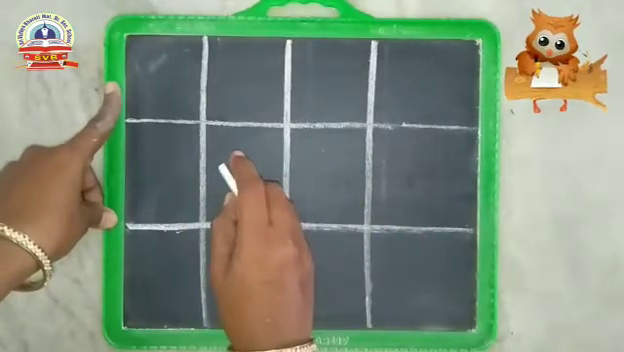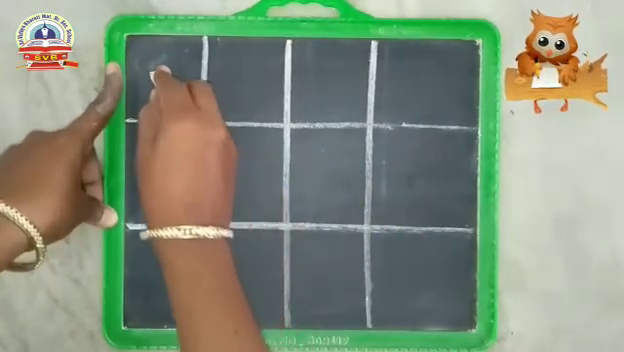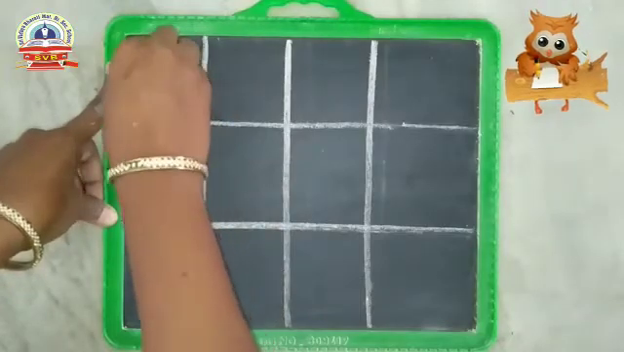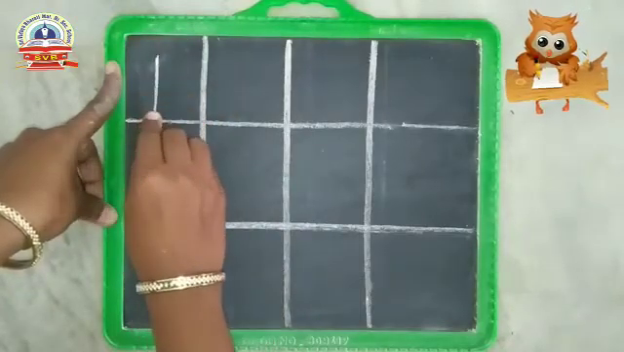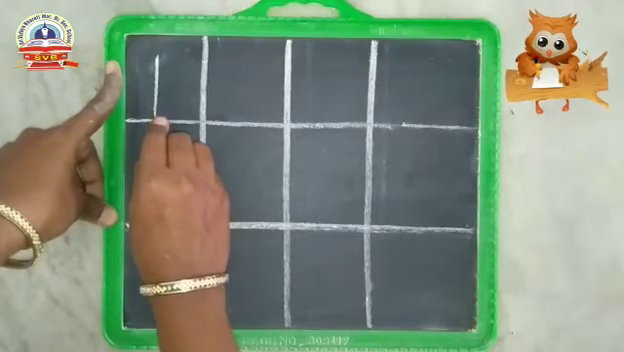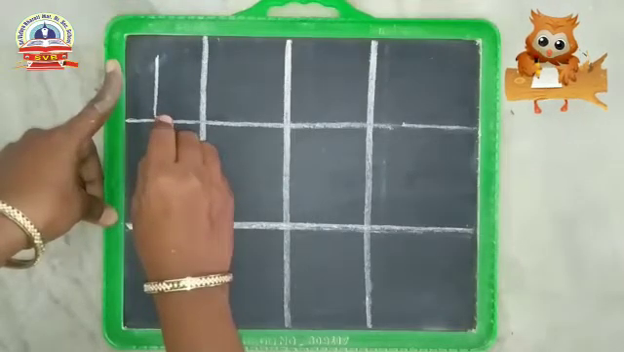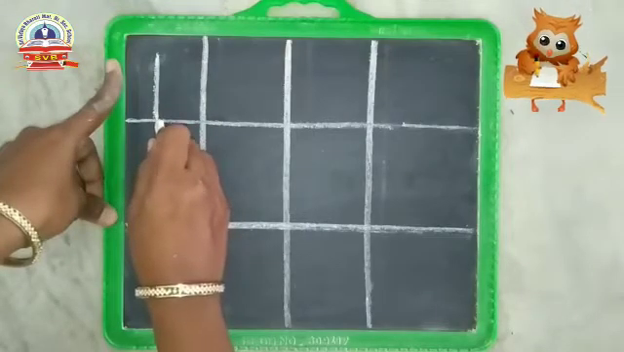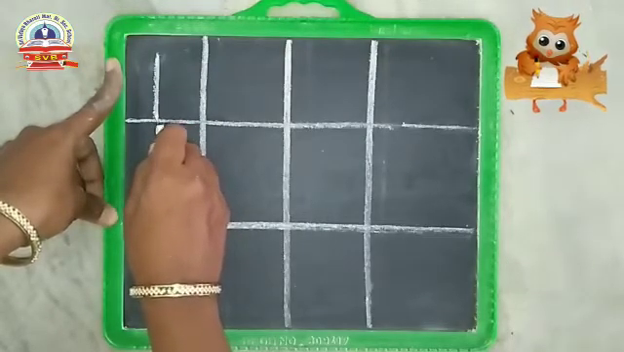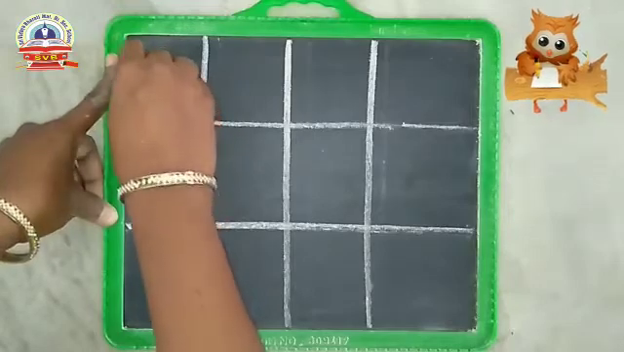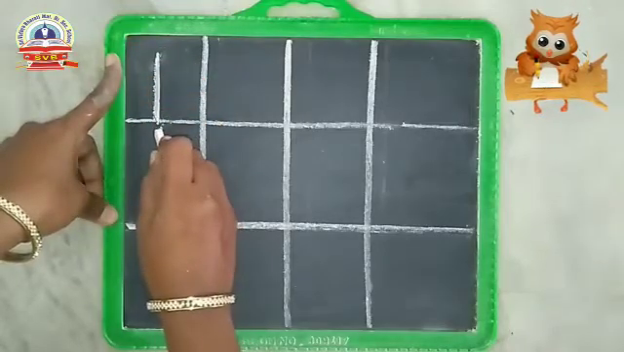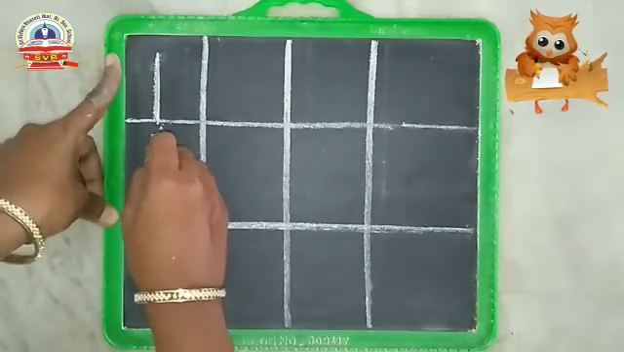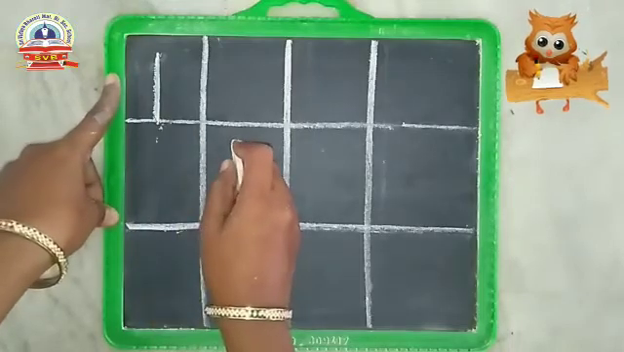Now, let us write the number 1. See here, standing line from top to bottom. This is number 1. Write again, standing line from top to bottom. This is number 1. Write with me, standing line from top to bottom. This is number 1. Next comes 2.